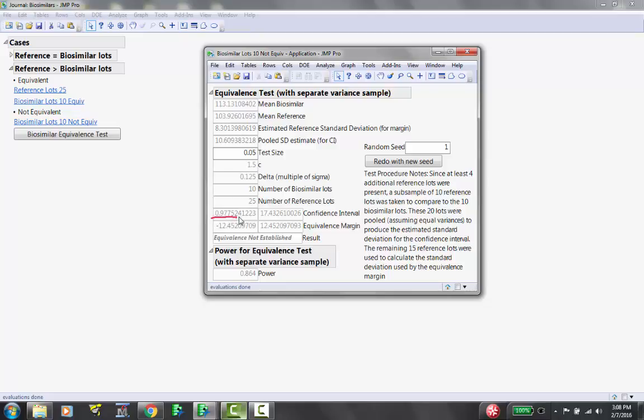You'll see that your confidence interval goes between 0.98 and 17.43. And when you use those remaining 15 lots to establish the criteria, that goes somewhere between negative 12.45 and 12.45. You'll see that that confidence interval is way outside that equivalence margin, therefore equivalence is not established.